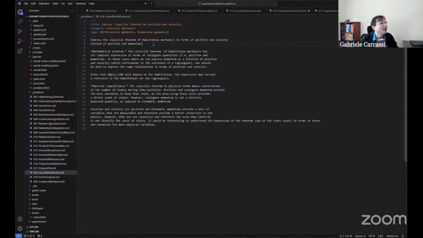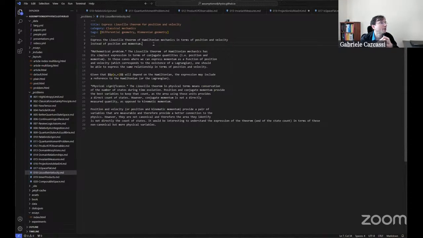And I don't know. So the Liouville's theorem in Hamiltonian mechanics has its simplest expression in terms of conjugate variables, position and momentum. In those cases where we can express momentum as a function of position and velocity, which corresponds to the existence of a Lagrangian, one should be able to express the same relationship in terms of position and velocity. Given x and v, p will depend on the Hamiltonian; the expression may include a reference to the Hamiltonian or to the Lagrangian when you're expressing this.